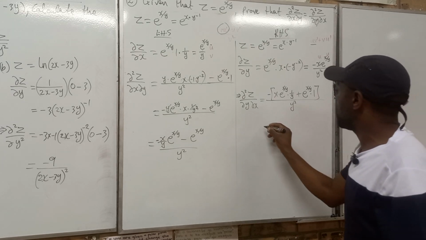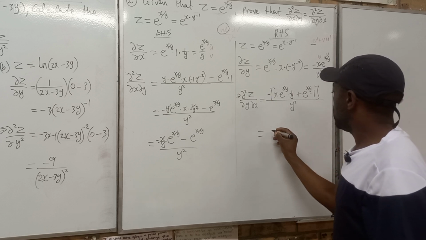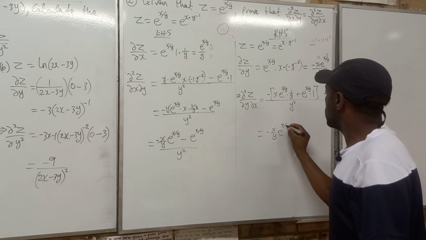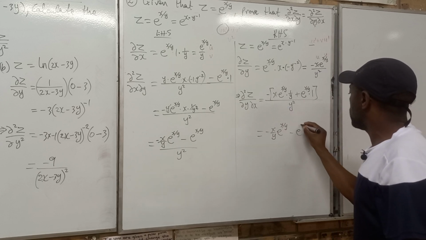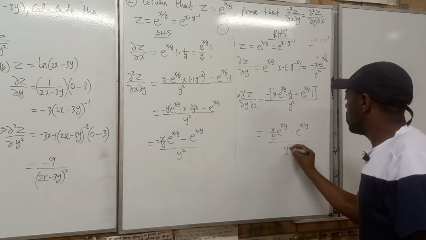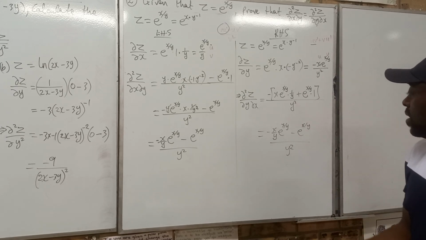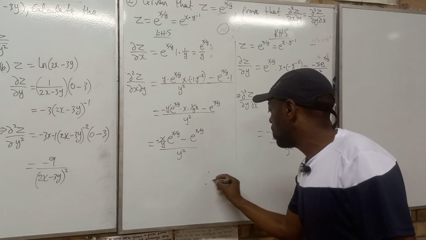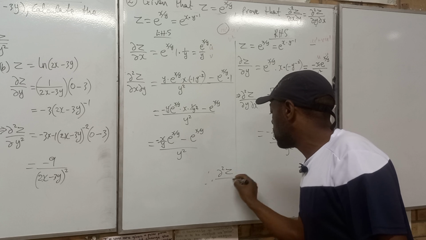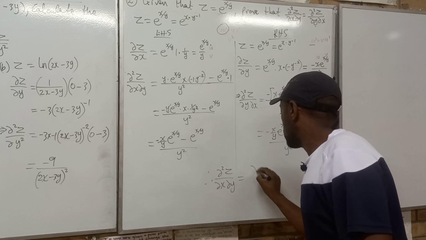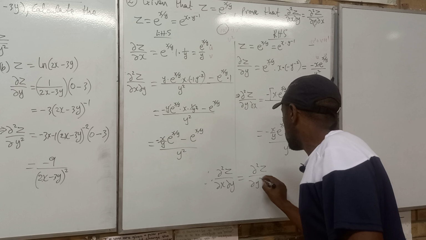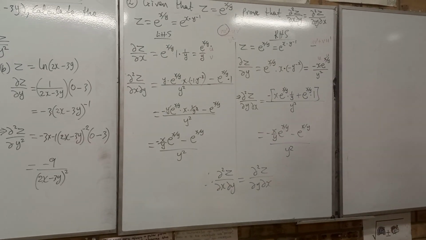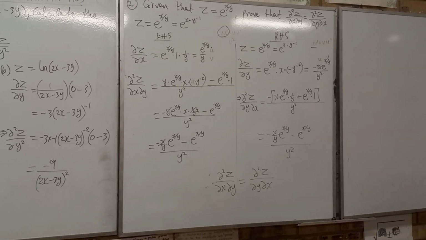So if I now open up my bracket, the negative will go through. I'll be getting negative x over y. If I bring these two together, e to the power x over y, then minus e to the power x over y divided by y squared. If you look at the answer here and look at the answer there, you see that they are exactly the same. So therefore, we have succeeded to prove that the second partial derivative of z with respect to xy is the same thing as the second partial derivative of z with respect to yx. So guys, this is how partial differentiation is supposed to be done. Thank you very much.